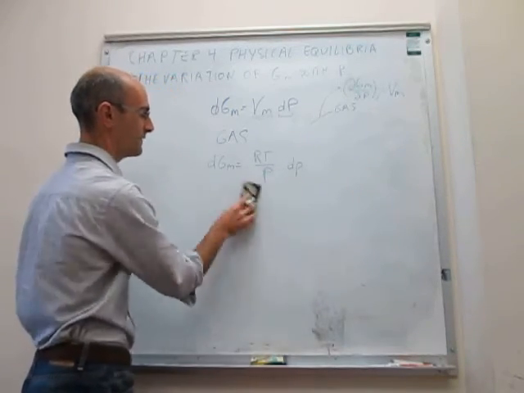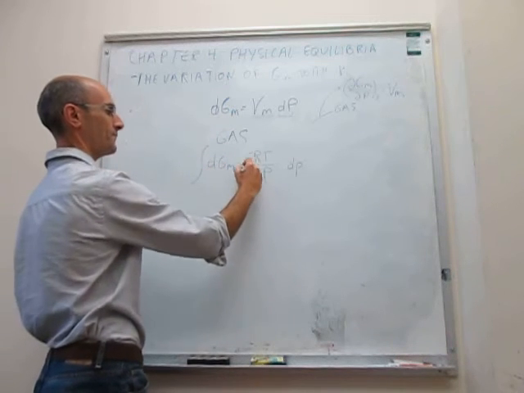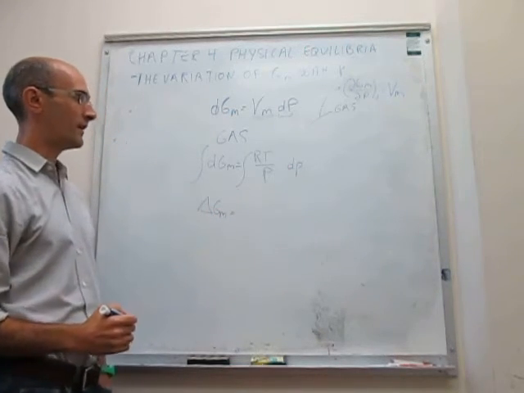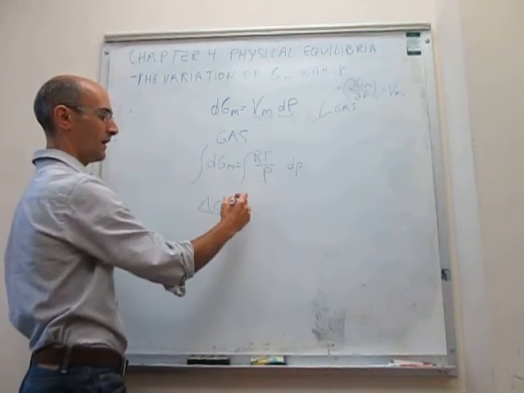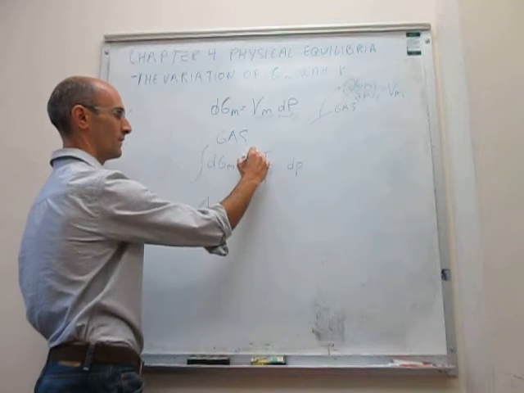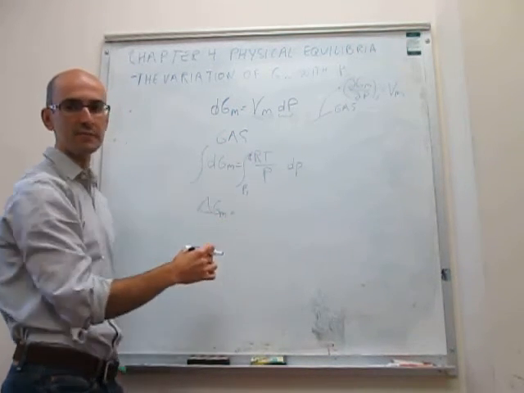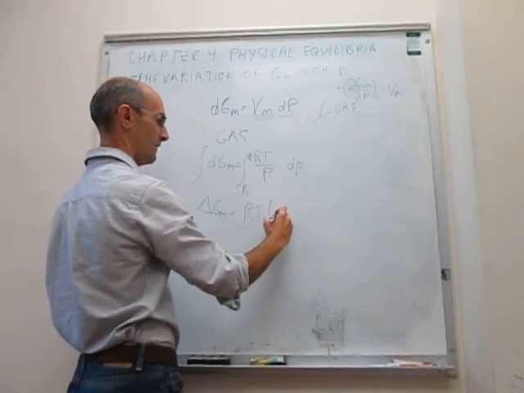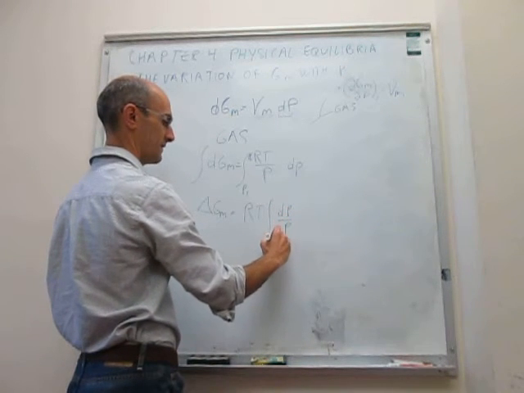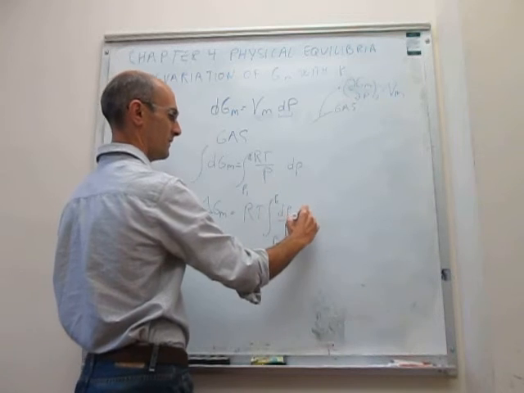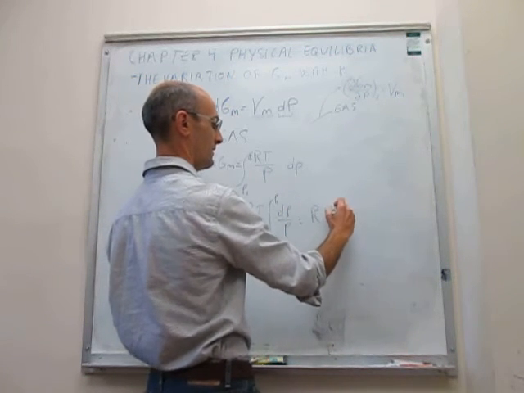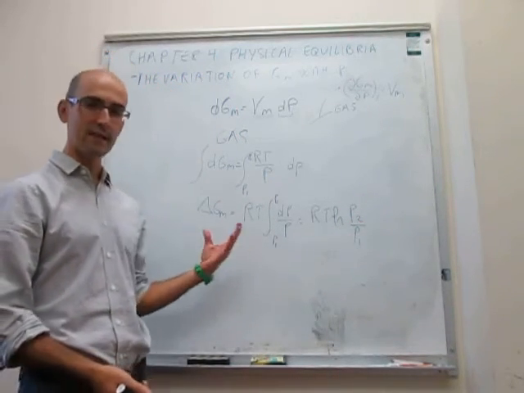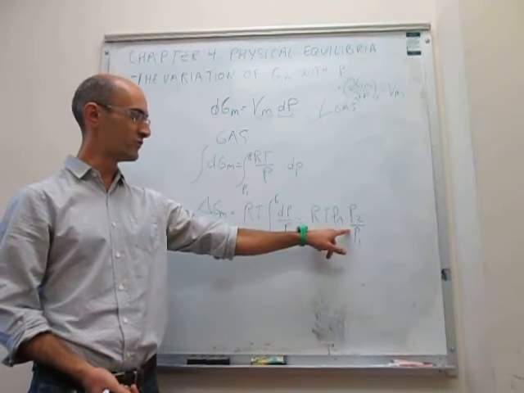All right, so integrating this, we simply get to the following. The integral of the differential of Gm is delta Gm, and the integral of RT differential of P over P from P1 to P2 will be the following. R and T are constants. Notice that in all of these problems we're holding the temperature constant. So this is going to be equal to RT times the integral of dP over P, and we've seen this integral many times before this semester. This is simply equal to RT natural log of P2 over P1. Okay? This equation tells you explicitly how the molar Gibbs energy changes when you change the pressure.